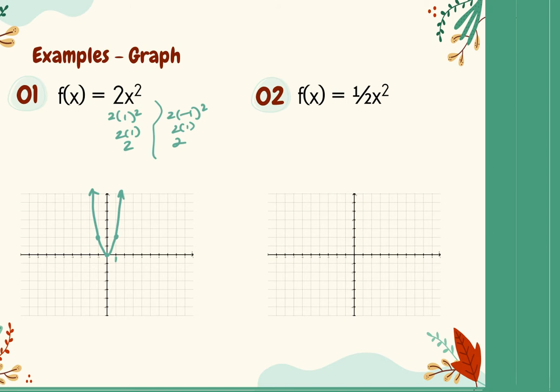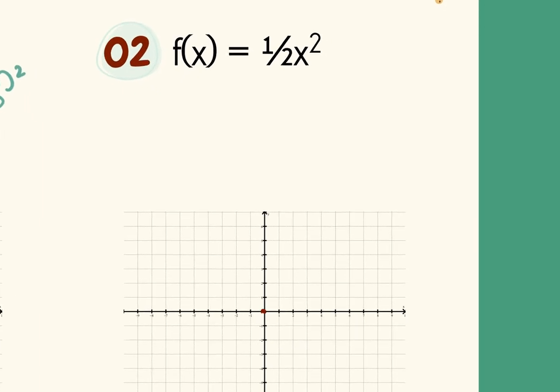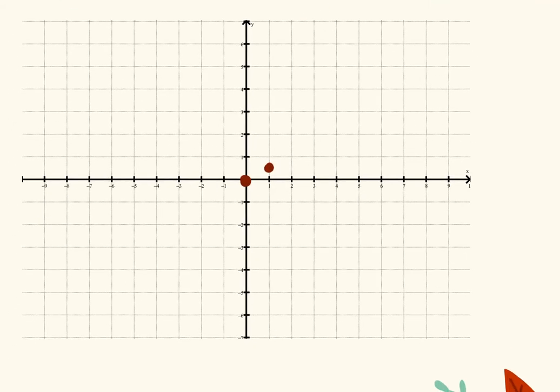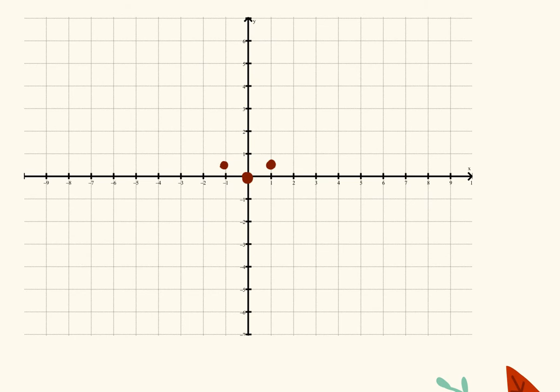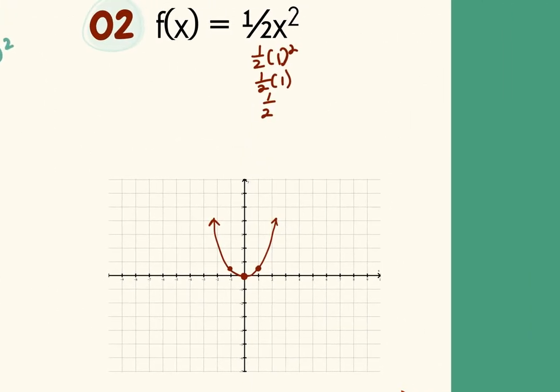Okay, so looking at 2, what do I know about my vertex? 0, 0 again. This time that 1/2 times 1 squared would be 1/2 times 1, which is 1/2. So there's a vertical compression, which makes sense because it's a fraction. I would go the same in the other direction, and I could make my parabola from here. So it's wider, yep. Now let's do all the stuff.